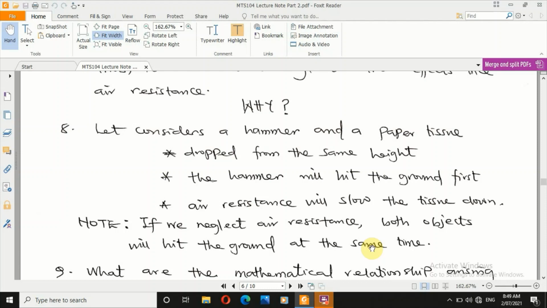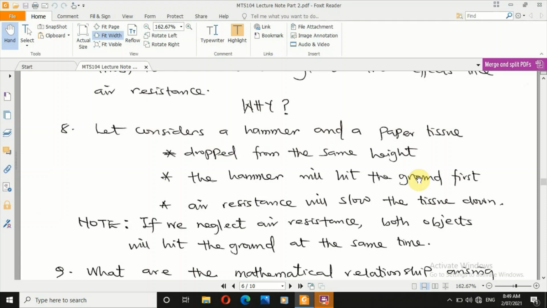But remember that this is true because a vacuum is considered. So if we neglect air resistance, both objects will hit the ground at the same time. But don't forget that in this study now, we are talking about a particle, and we are saying a particle must have weight. Do you notice? So tissue paper is not a very typical example of a particle that we are studying in this course. Tissue paper, or perhaps a sheet of paper.